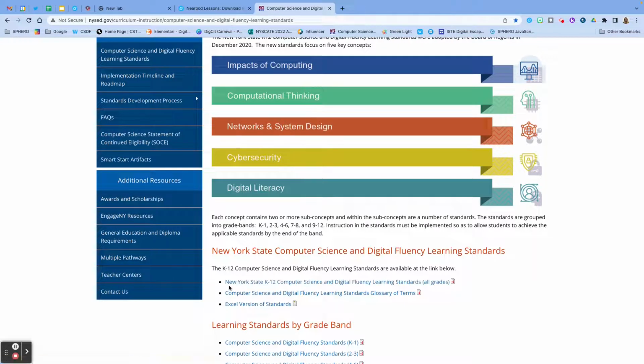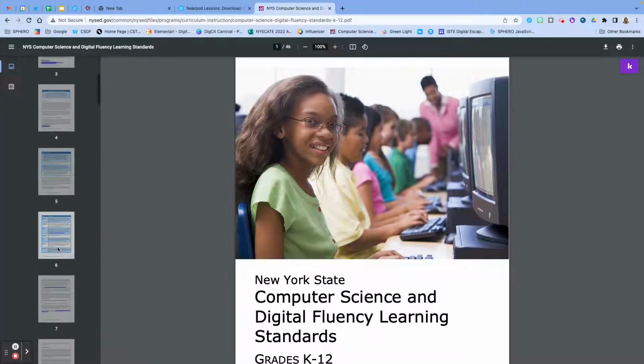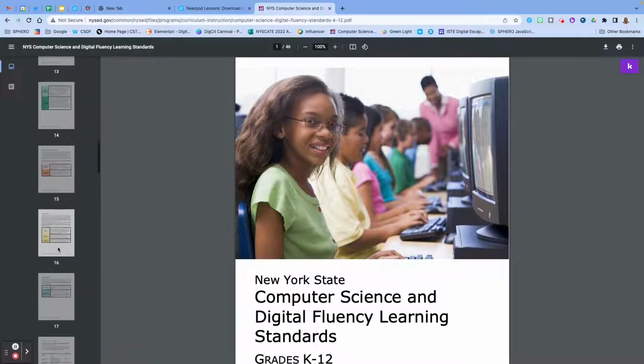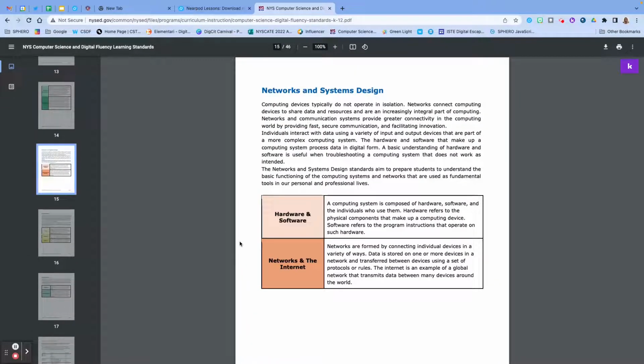So we're going to scroll down to the very first bullet point on your page. That is going to give us a link to a PDF of the standards. I'm going to scroll down until I get to the page that I would like to review, which is page 15 to start. This is the page that you looked at in the last module about networks and systems design that went over what we mean by the different concept area and subconcept areas. Please familiarize yourself with these as we go through and talk about what these standards look like in our classrooms.